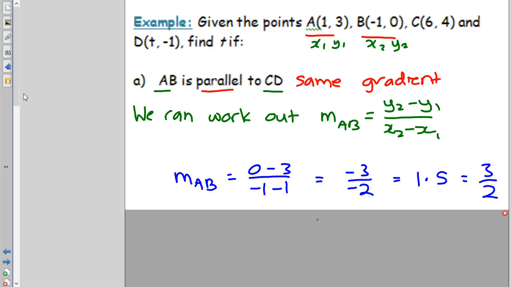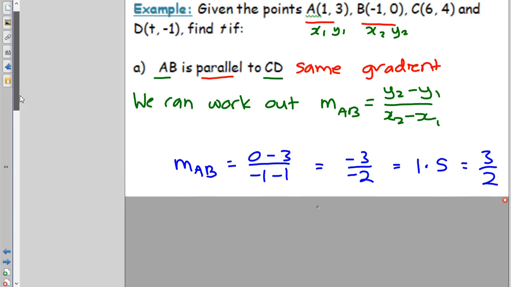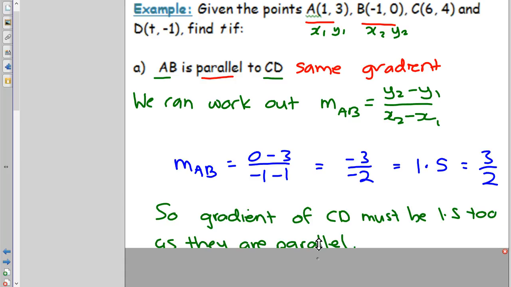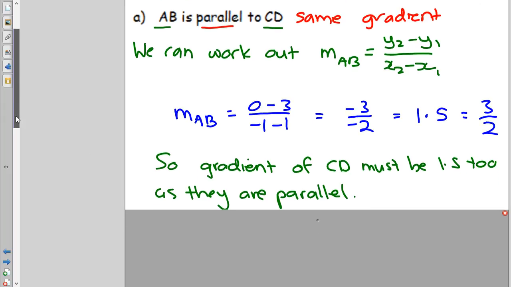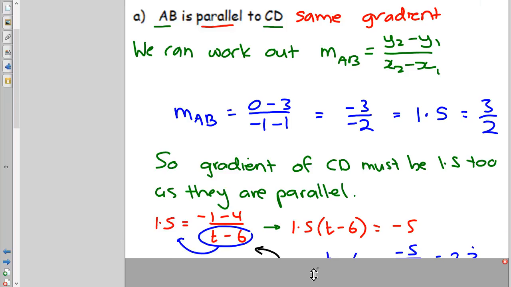So what does that tell us about the gradient of CD? So CD must have the same gradient as AB. So we can set up the gradient formula for CD, and then set it equal to 3 over 2 and solve for t. So gradient of CD must be 1.5 or 3 over 2 as well, as they are parallel. So now what we've got to do is just what I said.